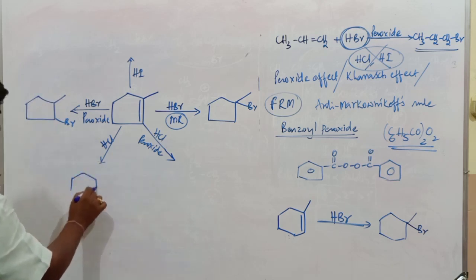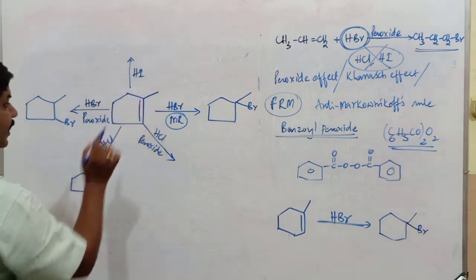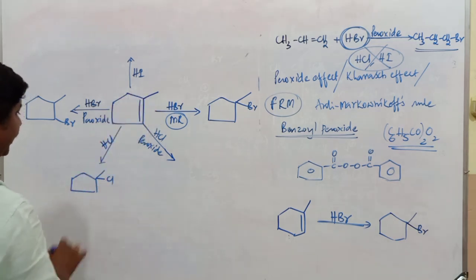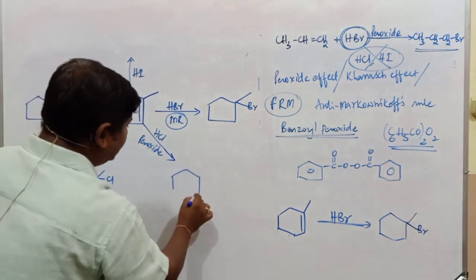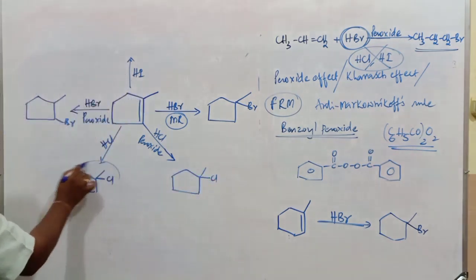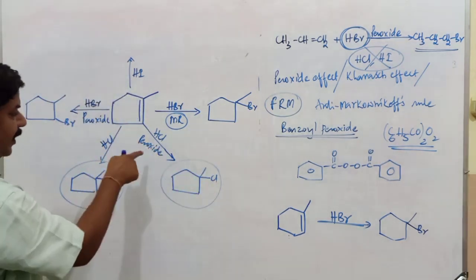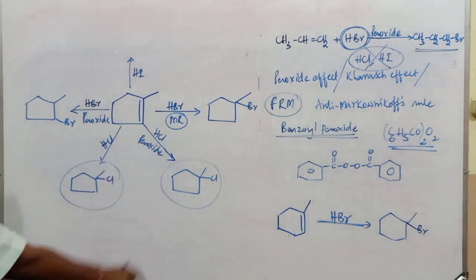In the case of HCl, as already mentioned, the peroxide effect is not applicable. This is the methyl group and here it is going to be the corresponding Cl, and here it is also going to be the same product, no difference in the product. This one and this one are going to be the same, whether in presence of peroxide or in absence of peroxide, the product is going to be the same.